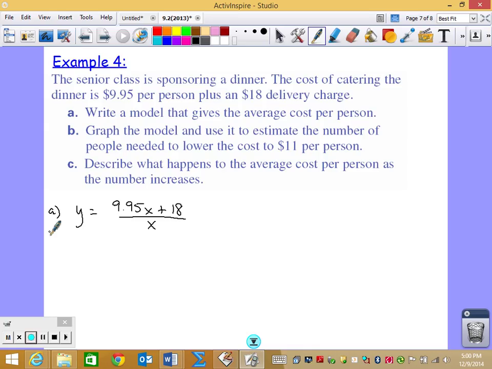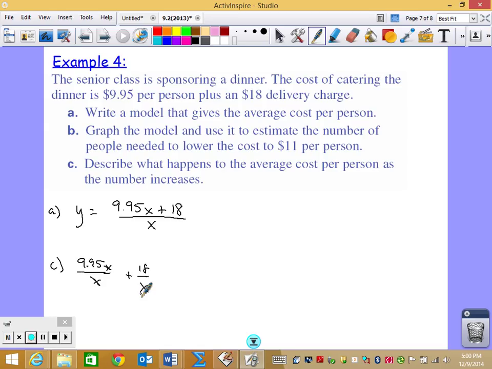So as we approach infinity, as we have more and more people show up, this idea of $9.95 per person per plate plus $18. So if I broke this up into 2 fractions, and again, this is what we used to do in calc. But this idea, this first one, 9.95x divided by x, my x's would cancel out. And then here, nothing would cancel out.